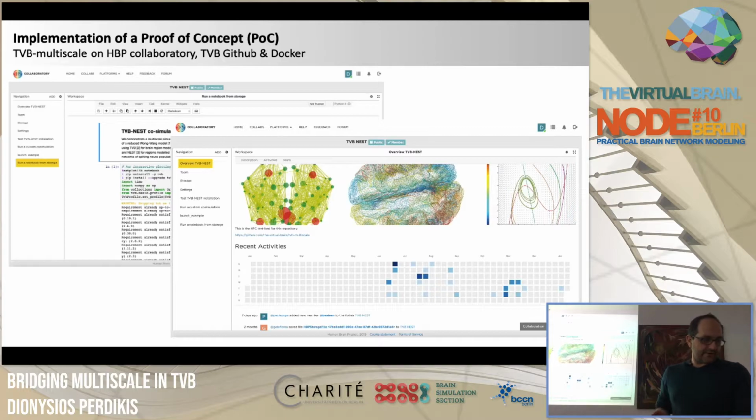And as I said, you can find everything also in HBP Collab, but unfortunately you need to have also this account with the CSCS cluster.